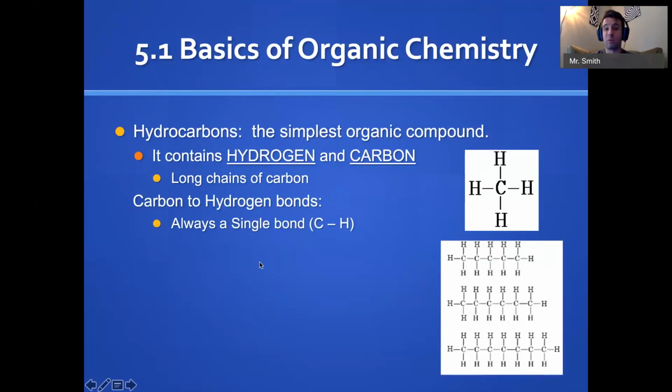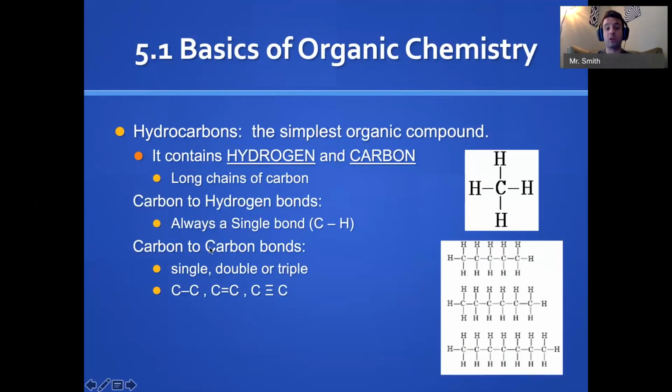Here are a couple facts to know. Carbon to hydrogens are always single bonds. With carbon to carbon, we could have either single, double, or triple bonds. These form three different types of hydrocarbons. If every carbon to carbon bond is a single bond, we call those alkanes. If it's a double bond, we call them alkenes. And if it's a triple bond, we call them alkynes. We'll talk more about alkanes, alkenes, and alkynes later.